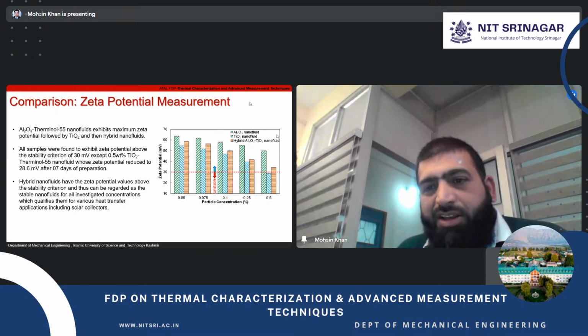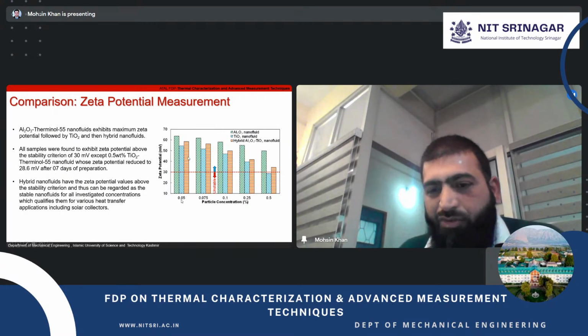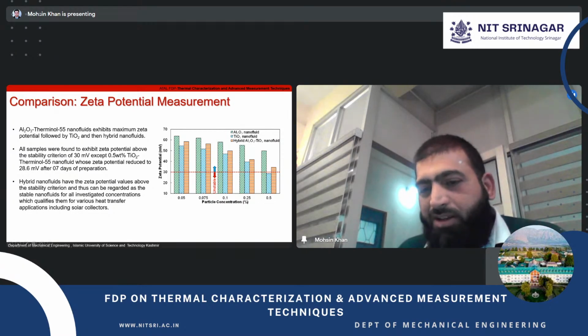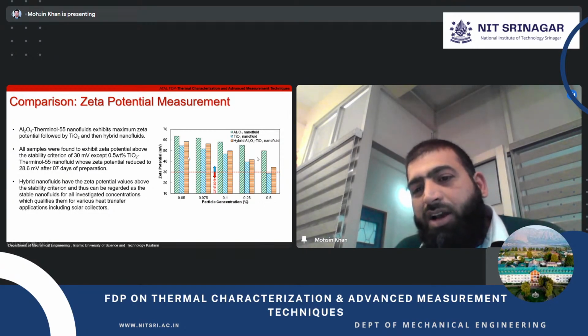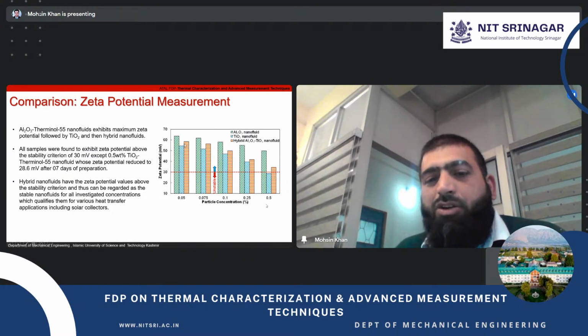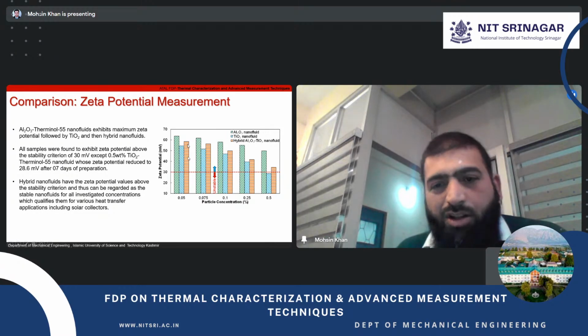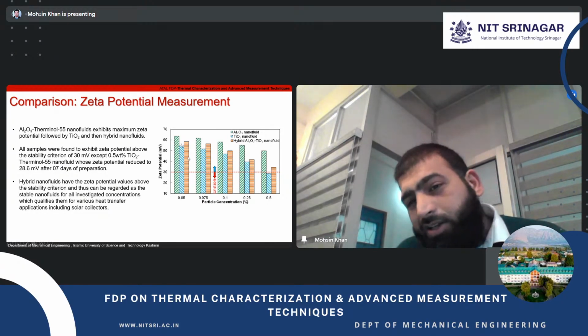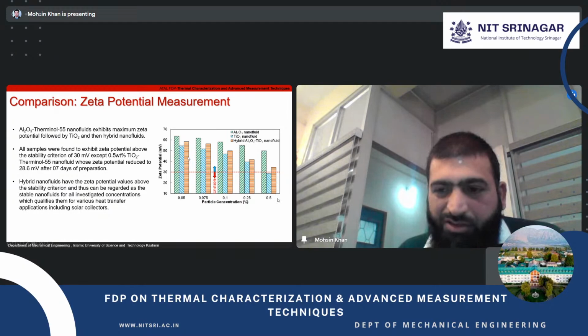See, the zeta potential in the case of hybrid nanofluids came out to be stable in all the cases. In all the cases, you can see, in the 0.05 to 0.5 weight percent particle concentration, this orange box indicates the hybrid Al2O3 nanofluids. So it was found to be all positive, all stable in all the cases. And it decreased with increasing concentration.